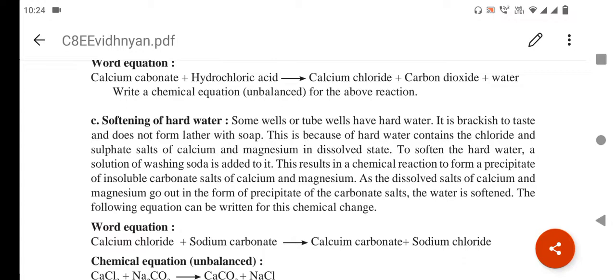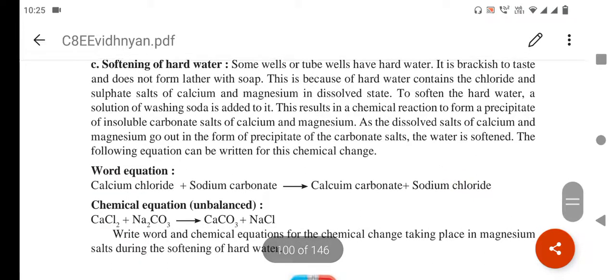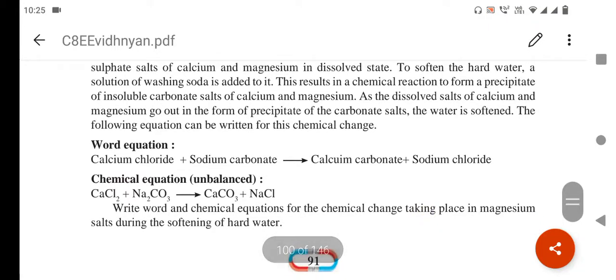It is blackish to taste and does not form lather with soap. This is because hard water contains the chloride and sulfate salts of calcium and magnesium in dissolved state. So to soften the hard water, a solution of washing soda is added to it. This results in a chemical reaction to form a precipitate of insoluble carbonate salts of calcium and magnesium. As dissolved salts of calcium and magnesium go out in the form of precipitate of carbonate salts, the water is softened. The following equation can be written for this chemical change.